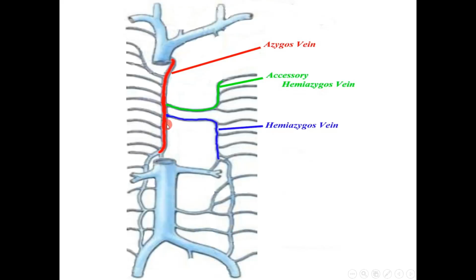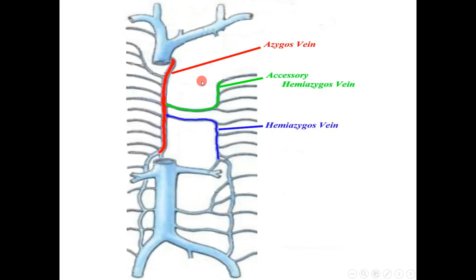You see, this is the azygos on the right side, and here is the hemiazygos on the left side. All these veins draining the intercostal spaces, the thoracic wall, will drain from the left side to the right side into the azygos, and here the azygos will drain into the superior vena cava. This is the superior vena cava.